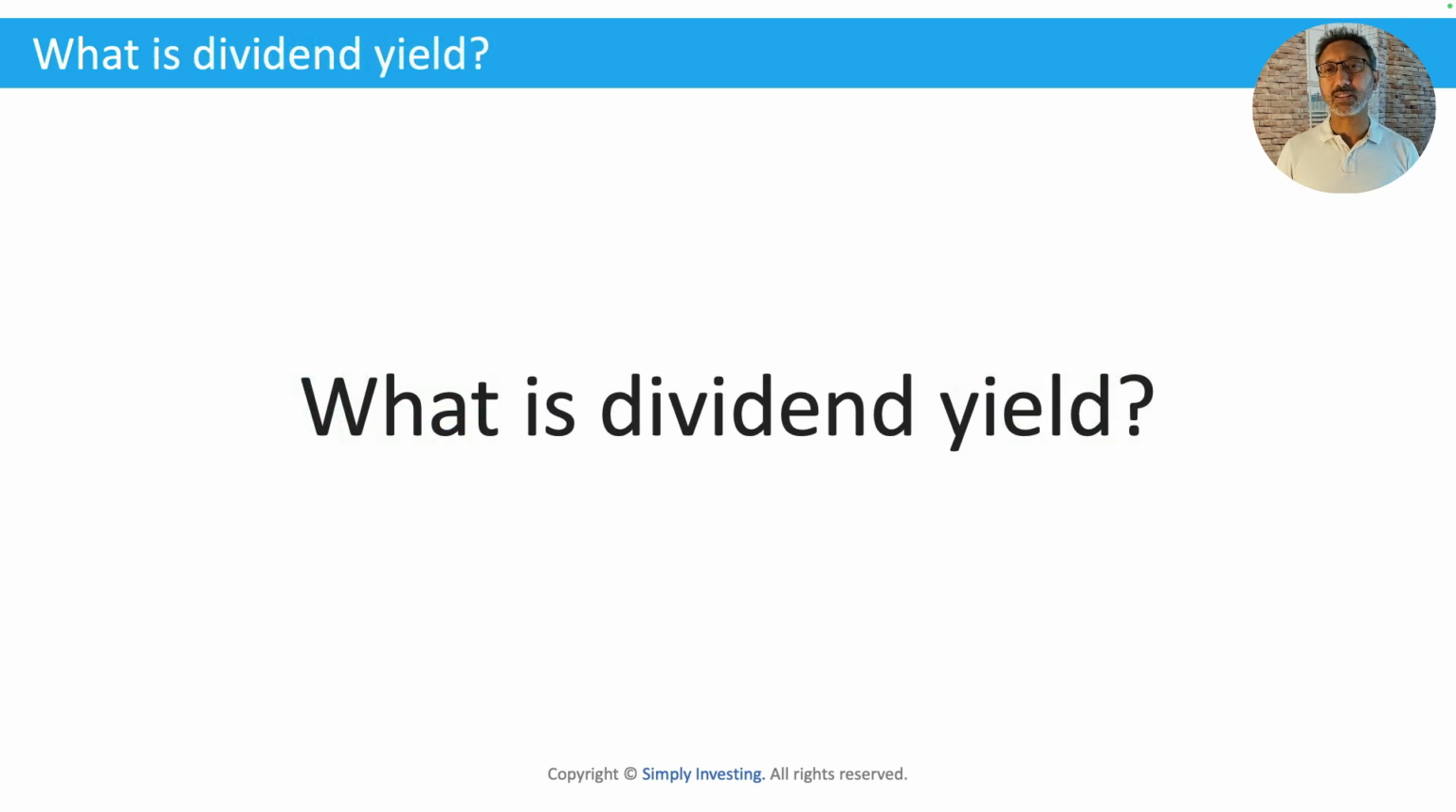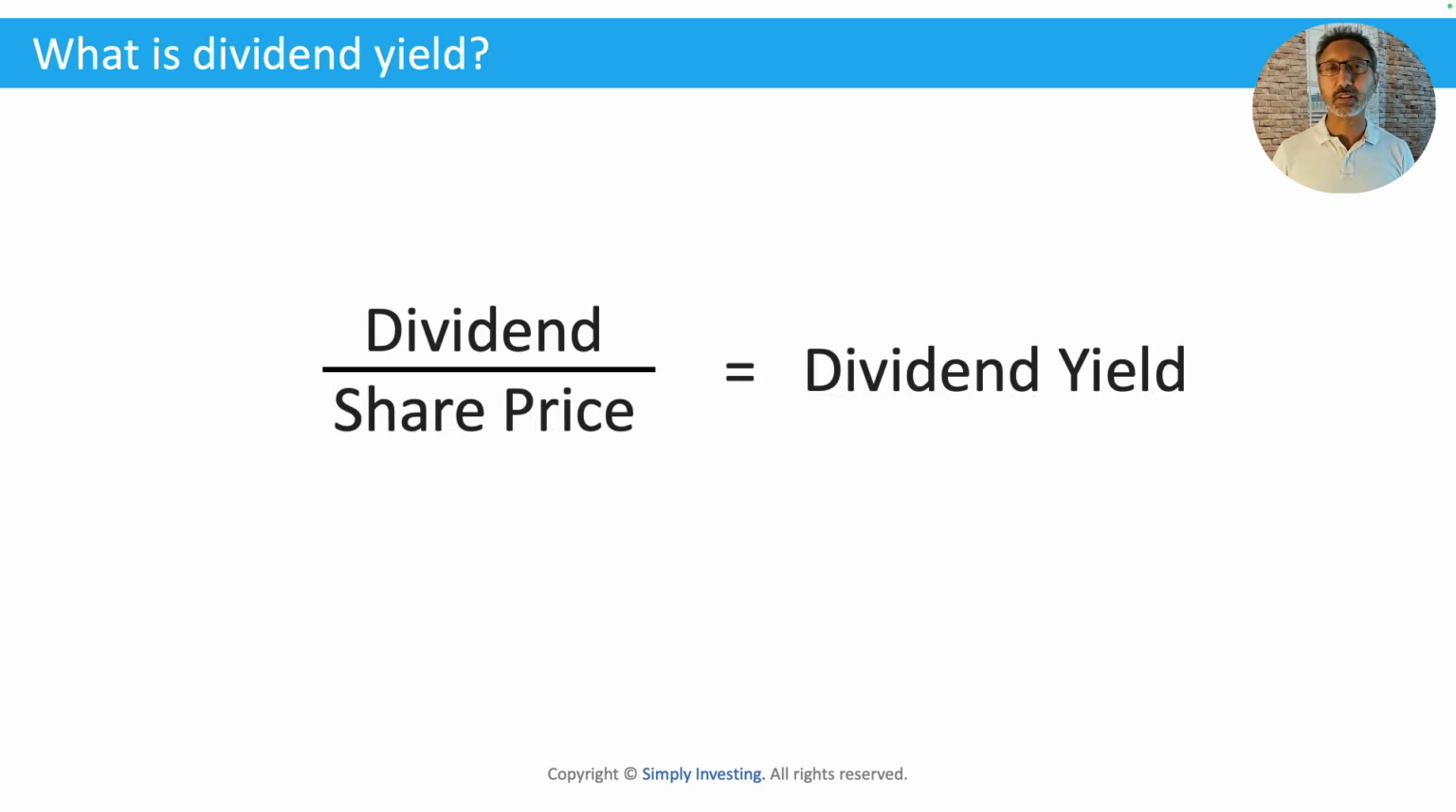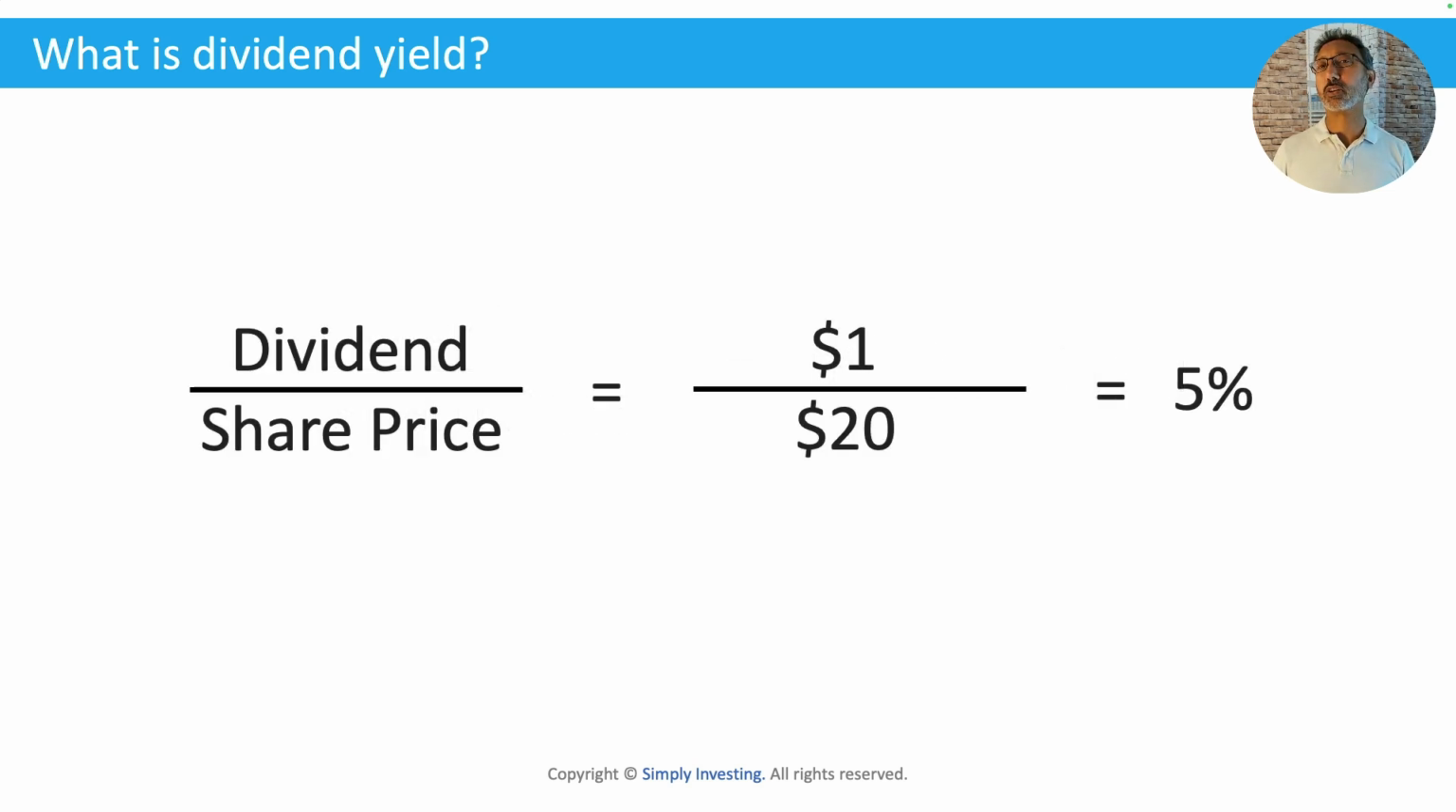So what is the dividend yield? It's really simple. It's the annual dividend divided by the share price or the purchase price, and that's going to give you the dividend yield. So let's take a look at a quick example. Again, if the company here in this example is paying a dividend of $1 per share, the annual dividend, and you were to buy the shares today at $20 a piece, then 1 over 20, we express that as a percentage, is 5%. So what does that 5% tell you?